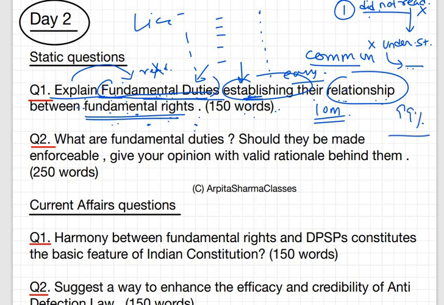99% of the students in their answer sheet differentiated between fundamental duties and fundamental rights. But the question was very simple. It was saying establish their relationship.